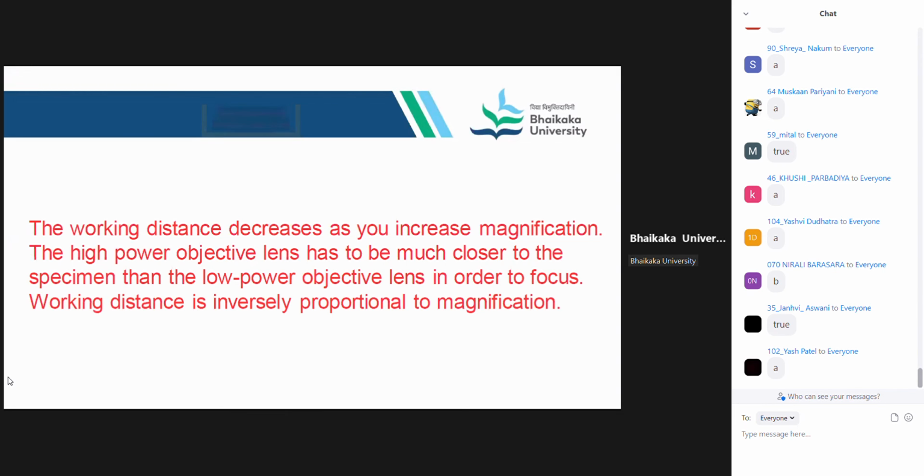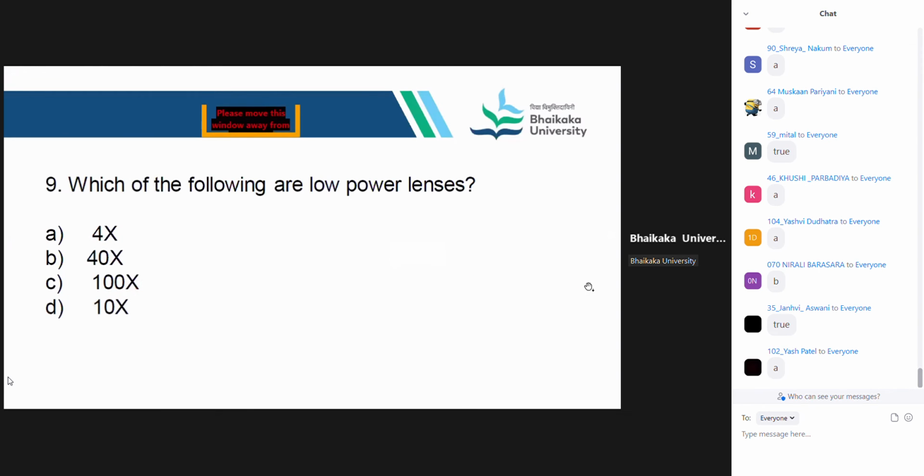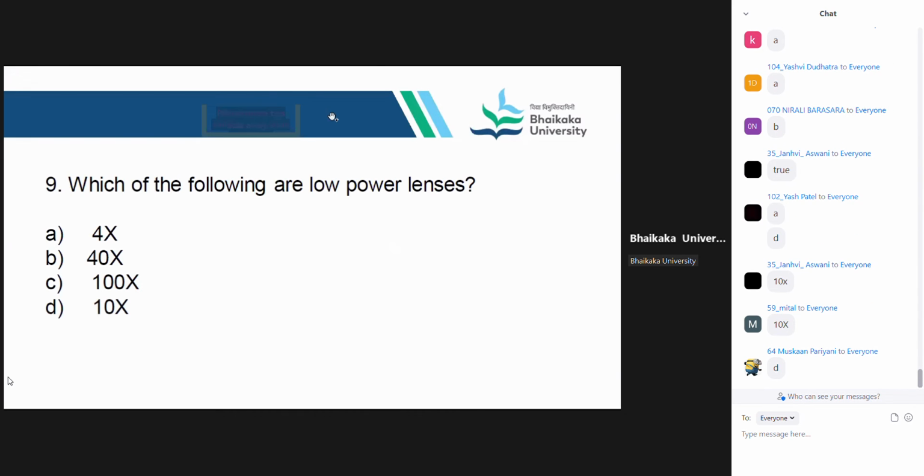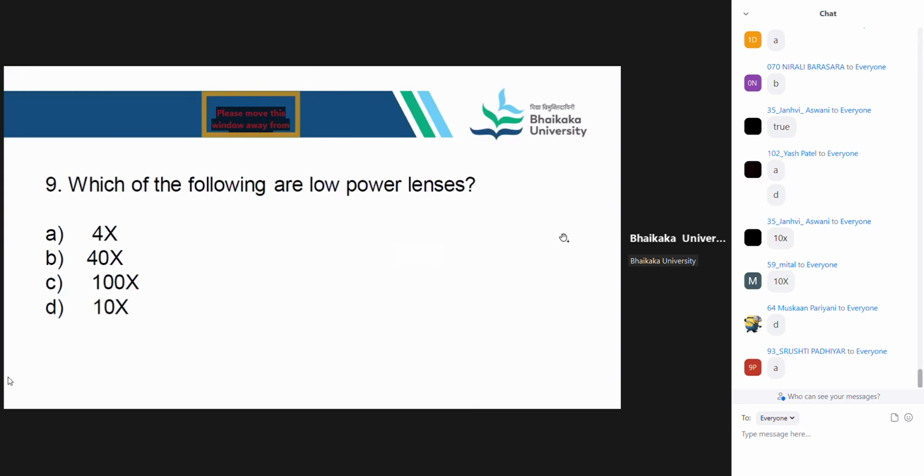The high power objective lens has to be much closer to the specimen than the low power objective lens in order to focus. Working distance is inversely proportional to the magnification. Ninth question: which of the following are low power lenses? Yes, 4x is a scanner, but 10x is known as the low power lens.